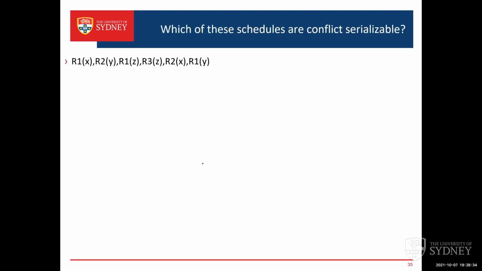Take a pen and paper, if you cannot write, and figure out whether these schedules are conflict serializable or not. What about this one? Is it conflict serializable?